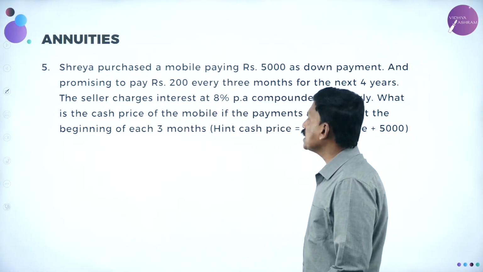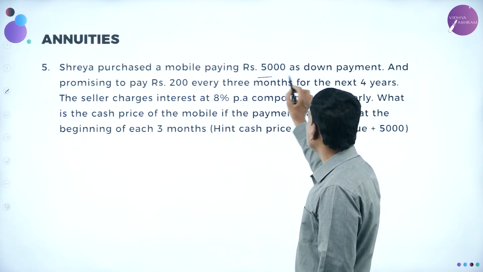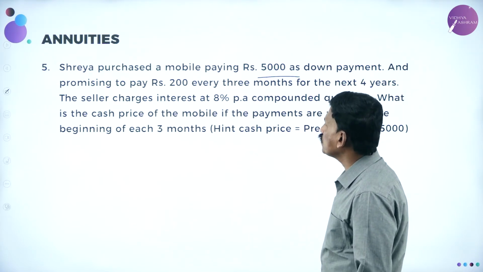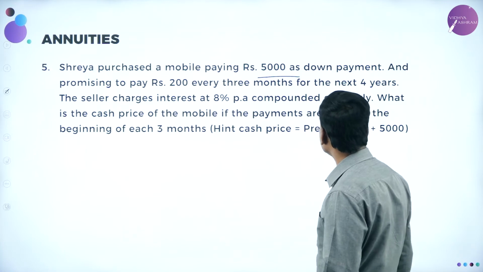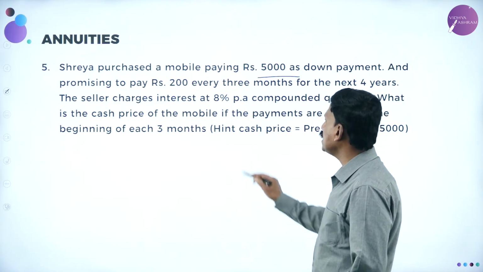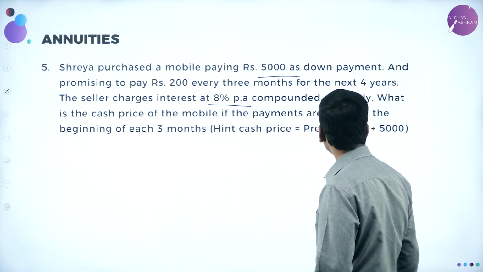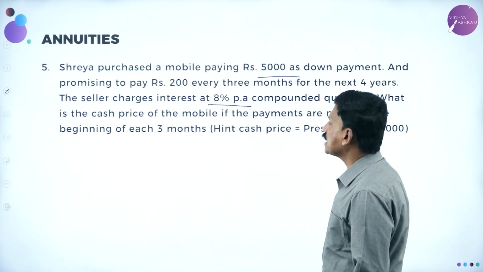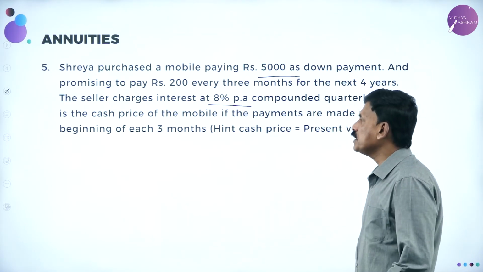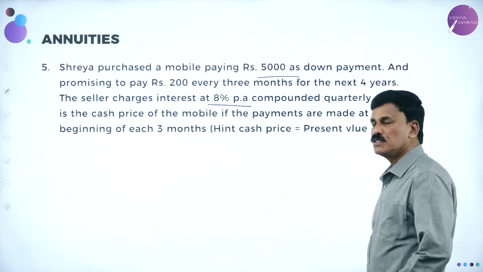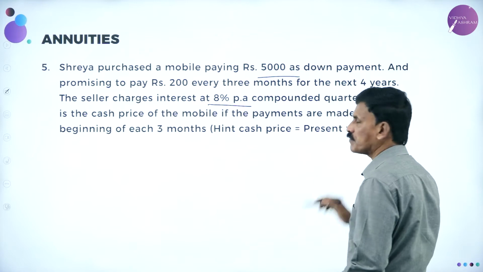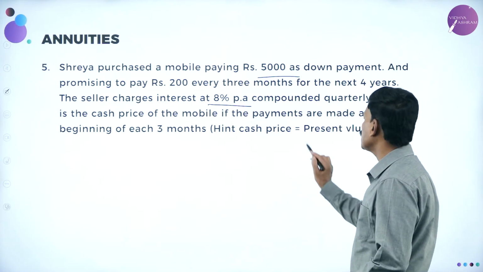Shreya purchased a mobile paying rupees 5,000 as down payment and promising to pay rupees 200 every 3 months for the next 4 years. The seller charges interest at 8% per annum compounded quarterly. What is the cash price of the mobile if the payments are made at the beginning of each 3 months? What is the hint given? Hint: cash price is equal to present value plus 5000 rupees. This is the hint given here.